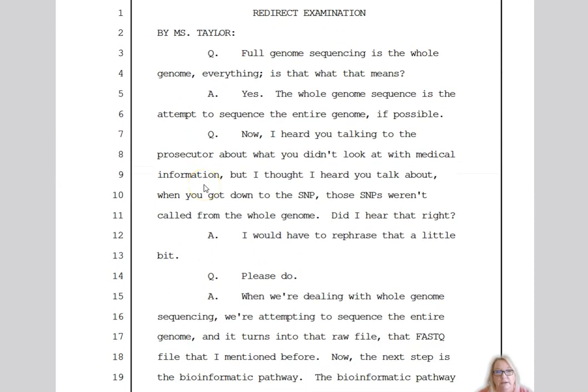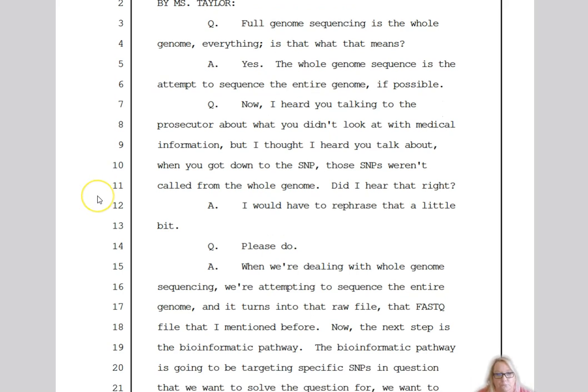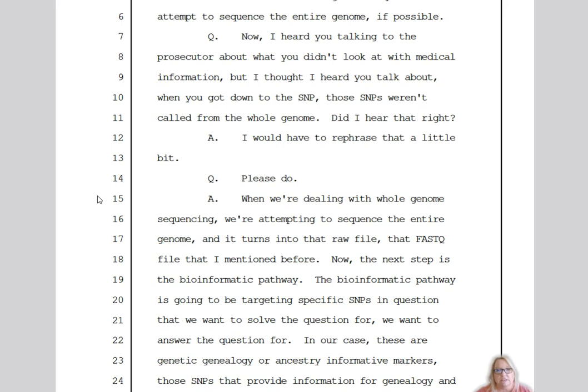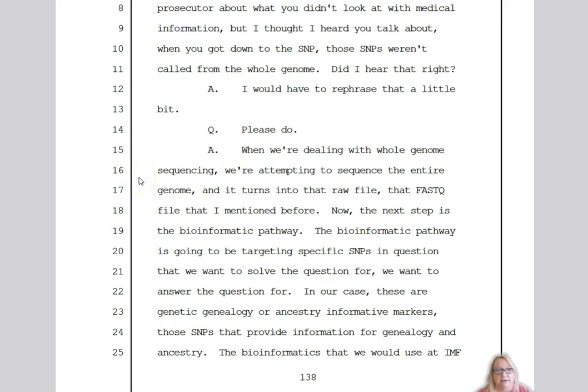That was the prosecutor. So here comes the defense on recross or redirect. So Ms. Taylor asks, full genome sequencing is the whole genome sequence, the whole genome, everything. Yes. It's the attempt to sequence the entire thing if possible. She says, now I heard you talking to the prosecutor about what you didn't look at with the medical information, but I thought I heard you talk about when you got down to the SNPs, those SNPs were not called from the whole genome. Did I hear that right?